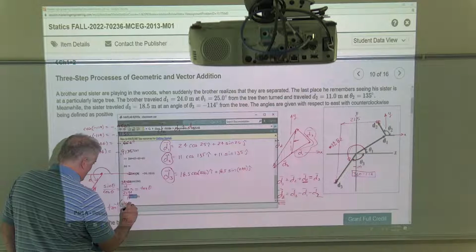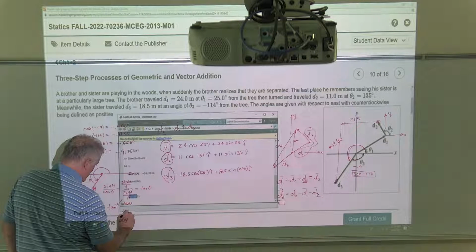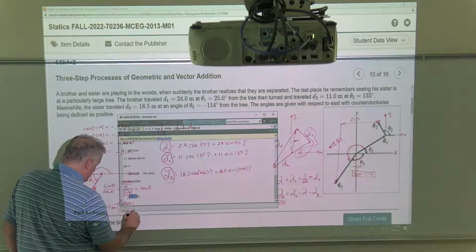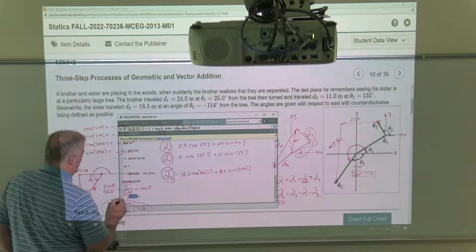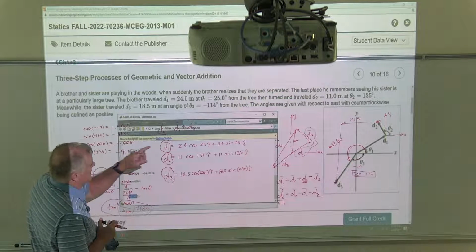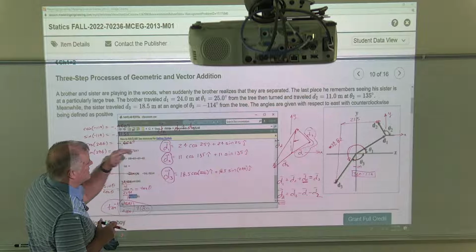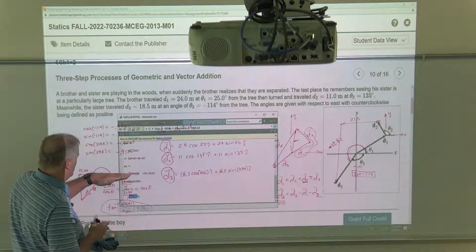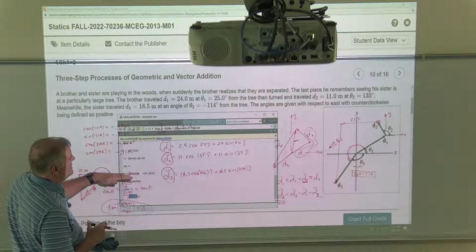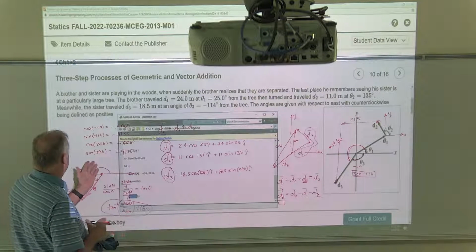34.82 over 21.49, but then you have to add 180 to that, and that's, I think, the angle he's looking for, if I'm reading that right. The angle is given with respect to the east. Okay, I'll buy into that, with counterclockwise being defined as positive.